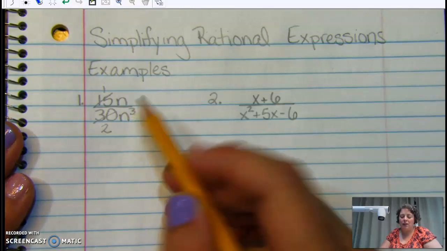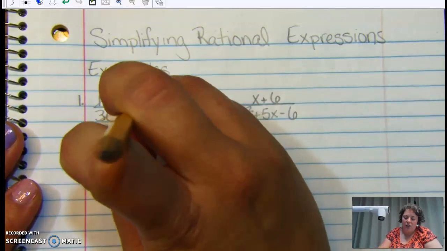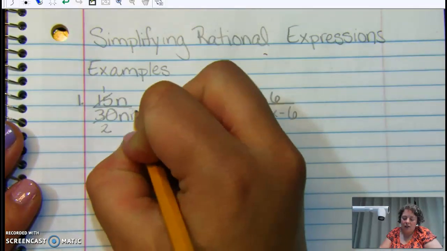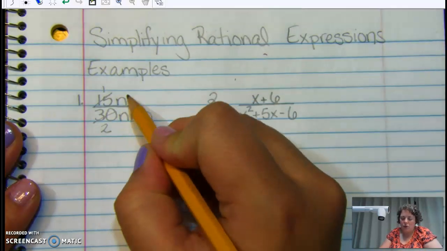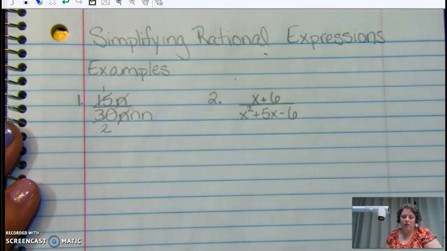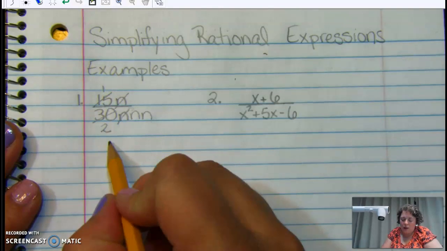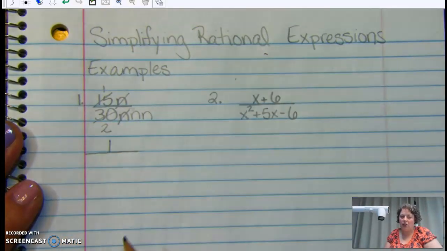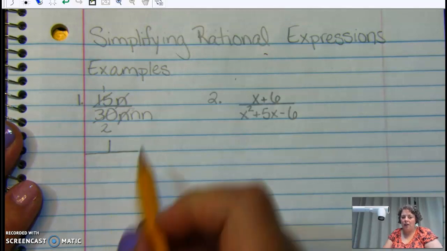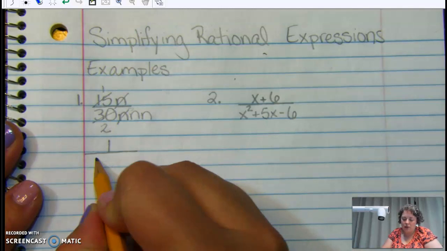Now what happens is, I'm going to erase this little 3 because n to the third is the same as n times n times n, right? So what happens is one of these n's cancels. From there, we're ready to write our final answer. So on top, we just have that 1, which you always need something on top. So if you have nothing else, it's a 1. And then on the bottom, we've got 2 and we've got n squared.